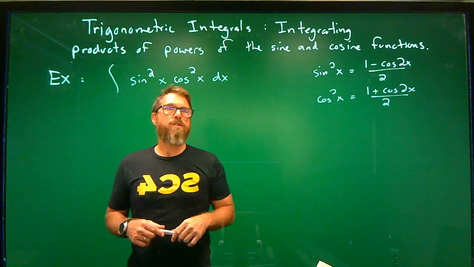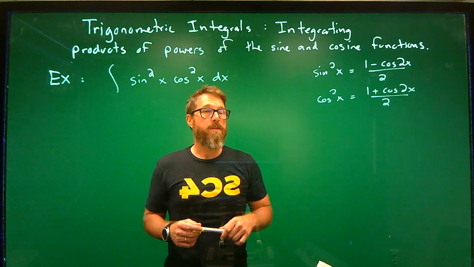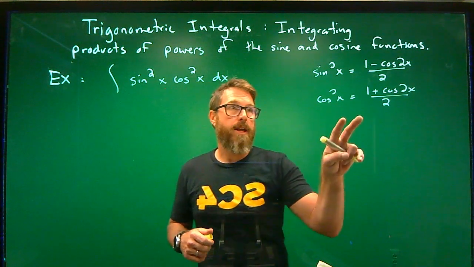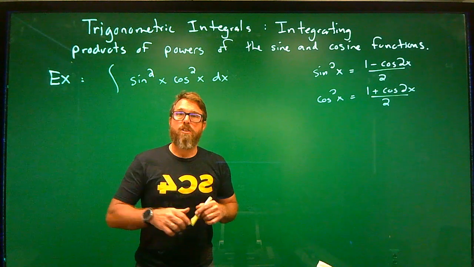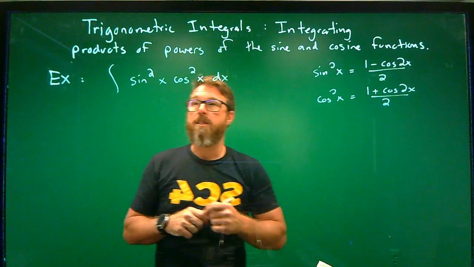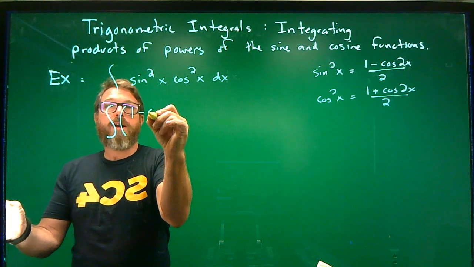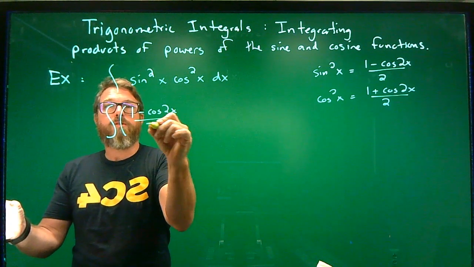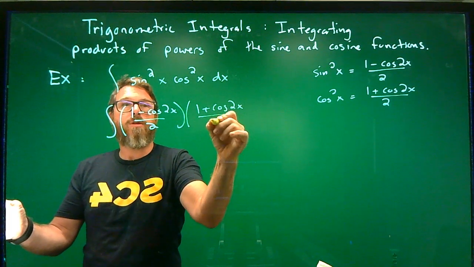All right, so here's our example. So we're going to integrate these things as far as even powers, and what we have to do is we're going to have to use these identities. So what I know is the sine squared can be written as this, and the cosine squared can be written as this. So this is going to be equal to the integral of 1 minus the cosine of 2x over 2 times 1 plus the cosine of 2x over 2.